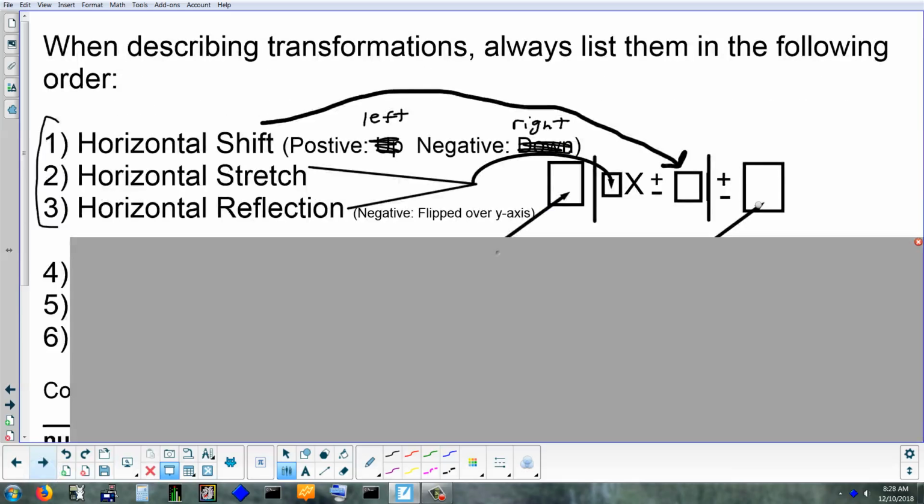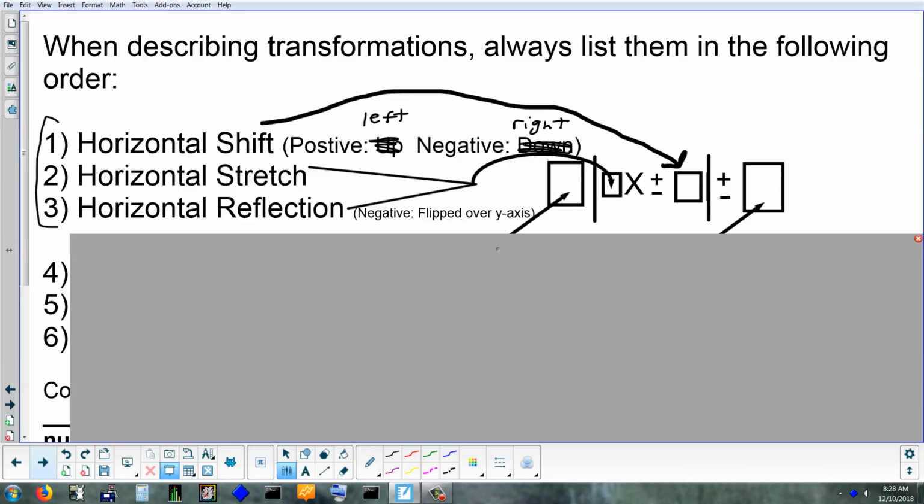There'd be no, you say, am I right? There'd be no "by a factor of" whatever. No, we just say it'd be flipped. Yep. The only time you say "by a factor of" is when you do a stretch. That's the only time you say "by a factor of." Don't say it for anything else.